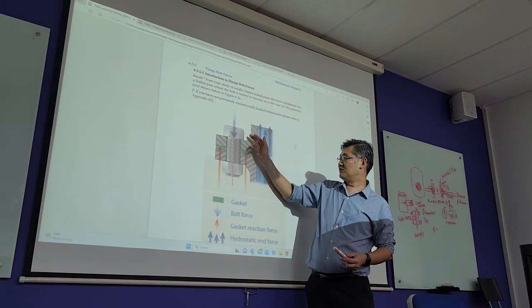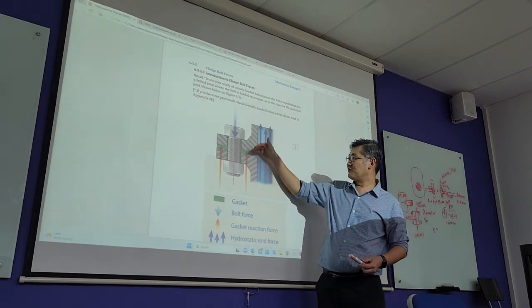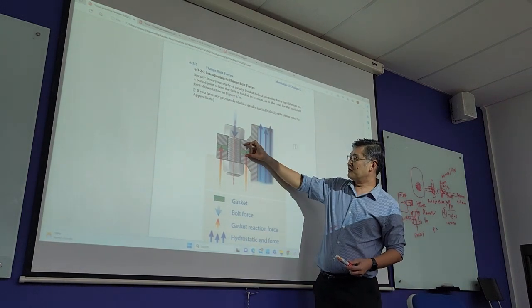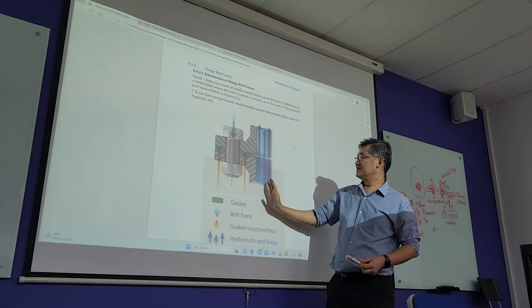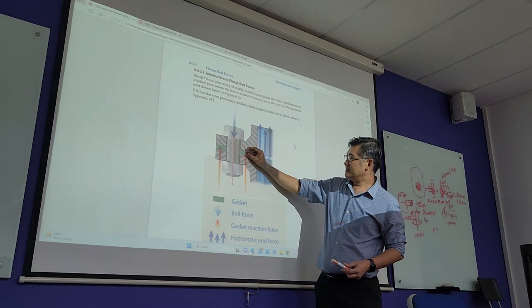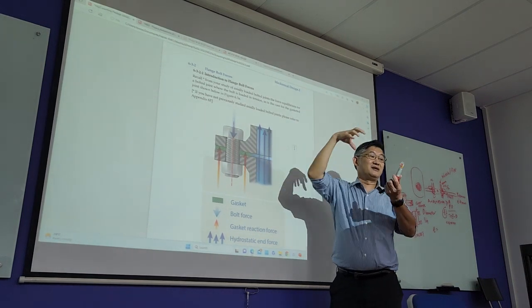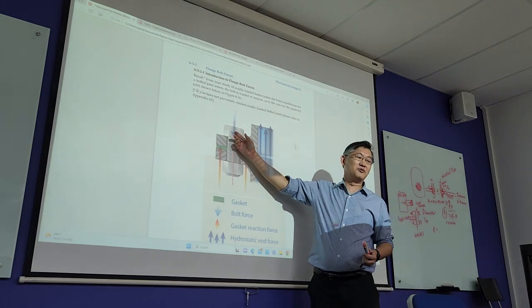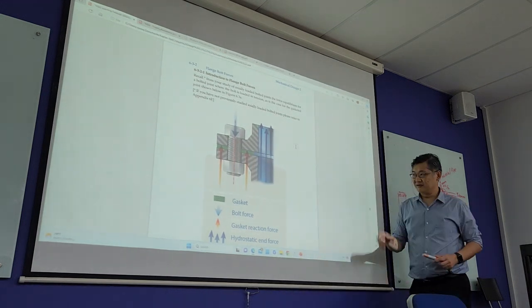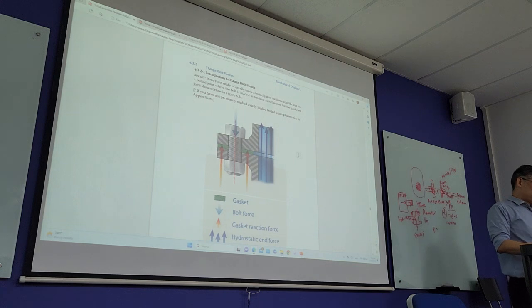So this is your bolt force, the gasket reaction force. When you tighten, you will compress the gasket. But when there's a hydrostatic force, it will push against the bolt force. So in this case, your gasket, instead of being compressive, becomes decompressive because of the force against the bolt force. All right, so this is what I explained to you just now.